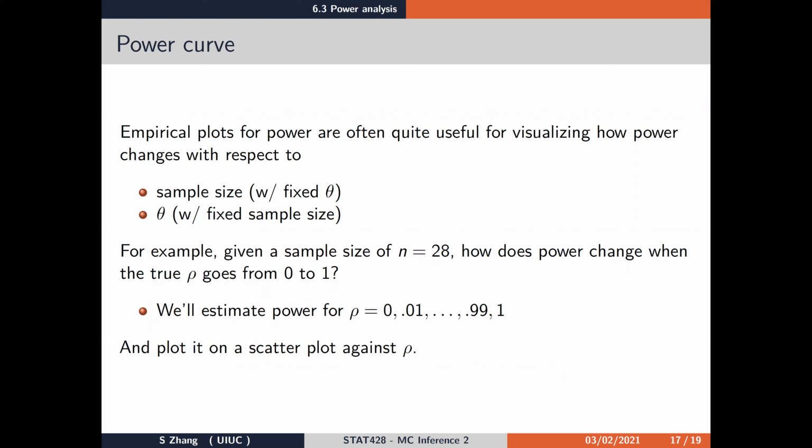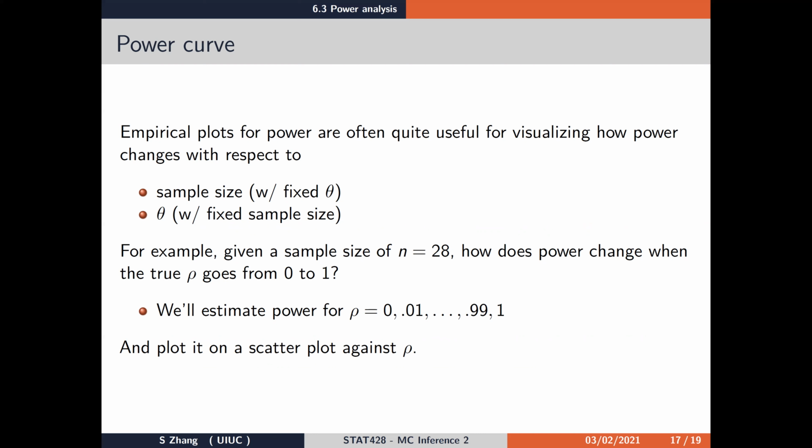In that case, you fix the underlying theta to a fixed value, so for example, rho of 0.5, or how it changes with respect to theta. So in this case, you fix the sample size and see how the power changes as you change your theta value. For example, given a sample size of 28, we can plot a power curve where we change our theta, in this case our rho, the true correlation between x and y, and see how the statistical power, which is the probability of rejecting the null, changes when the true rho ranges from 0 to 1.